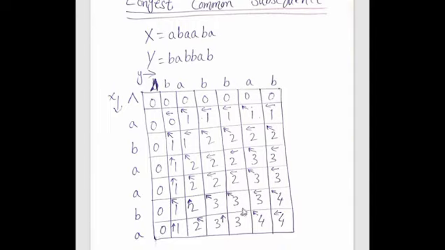Compare A with A, so a match is found. Add 1 into the diagonal, 3 plus 1 equals 4, write 4 here. Compare A with B, so they do not match. Go one row back, one column back, and take the maximum one. Both are 4, so we can take any one of them. I have taken this one, so I will write 4 over here. So this is how you can fill the table to find out the longest common subsequence.